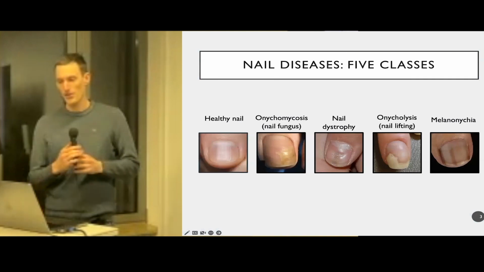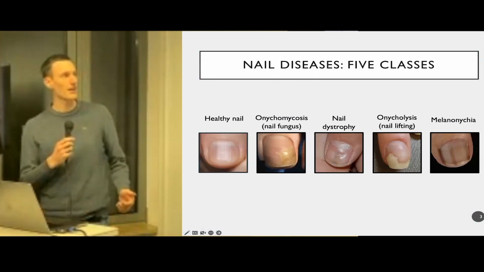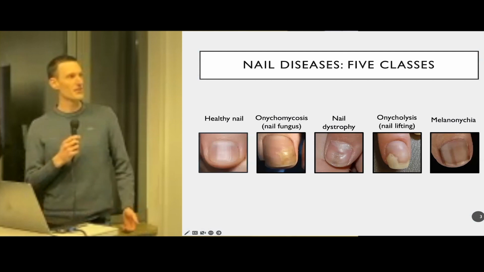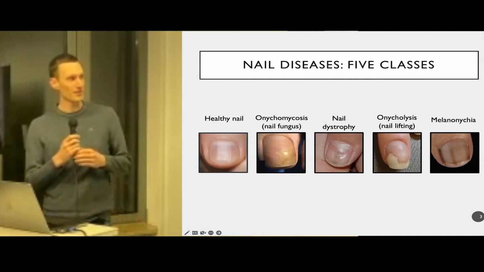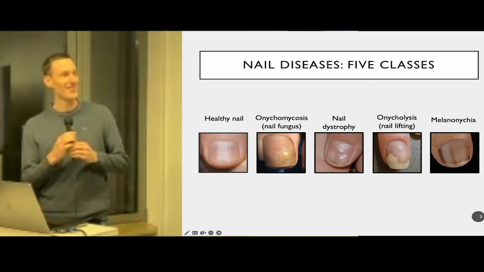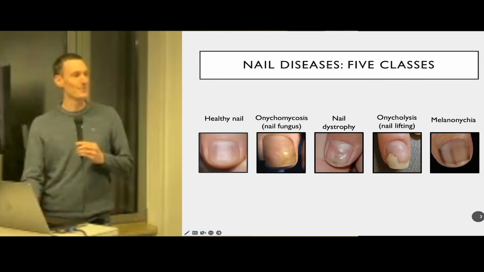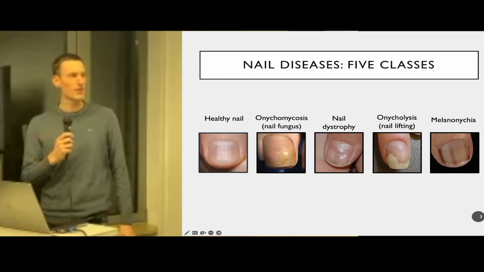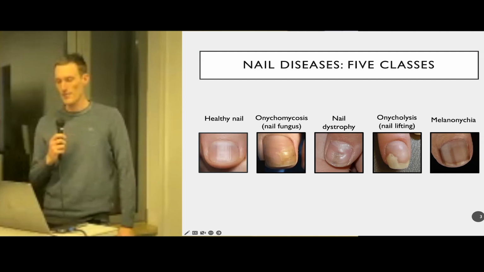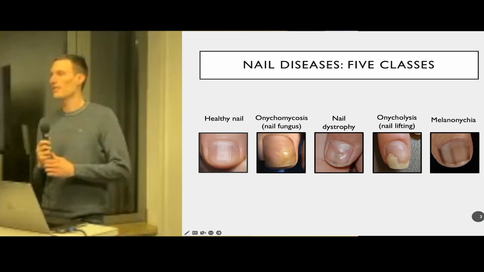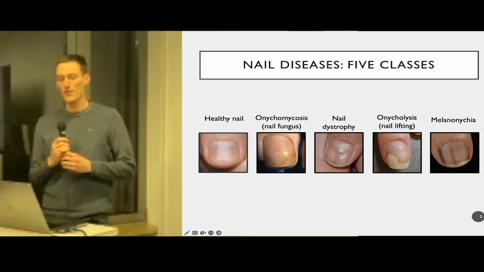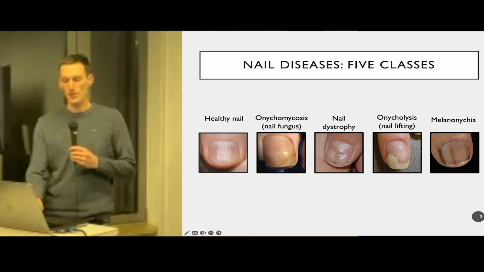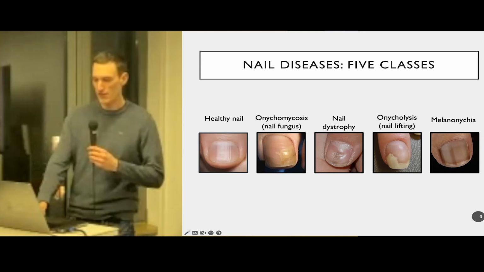Okay, so we focused on these 5 different classes: healthy nail, nail fungus, nail dystrophy, onycholysis, like the lifting of the nail, and melanonychia. Sorry, it's quite hard. We used a large database from Korea with more than 50,000 nail images. And actually, there's a paper that already looked at 2 of these diseases, onychomycosis and nail dystrophy.